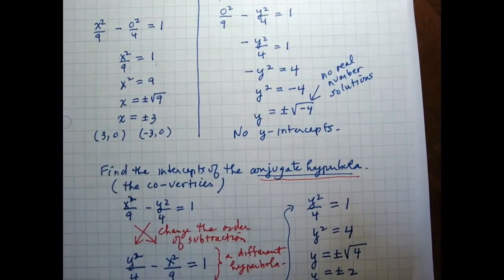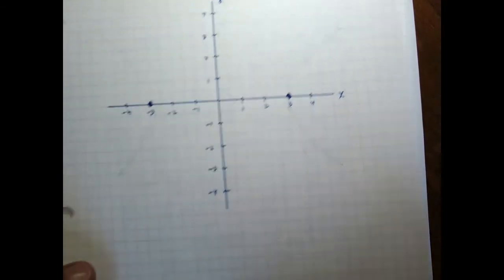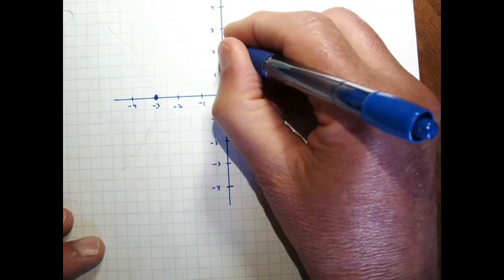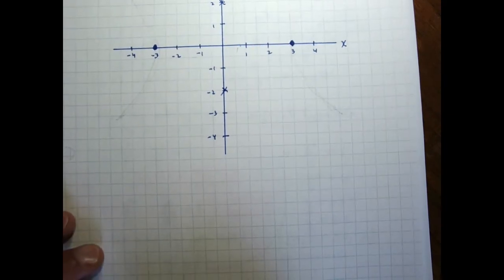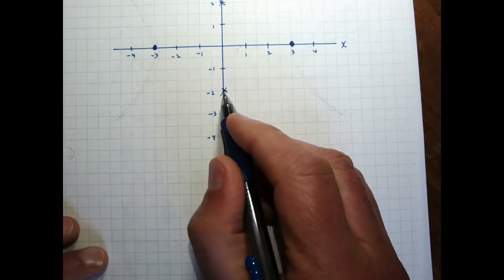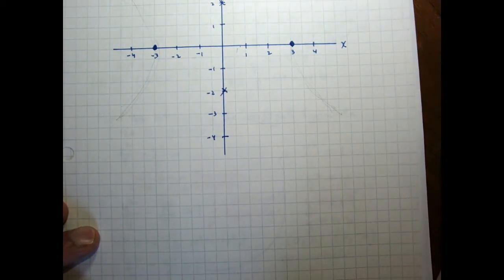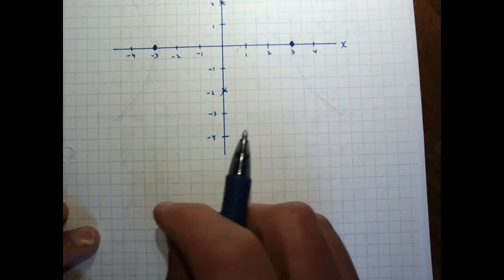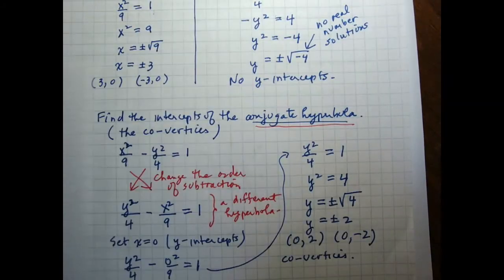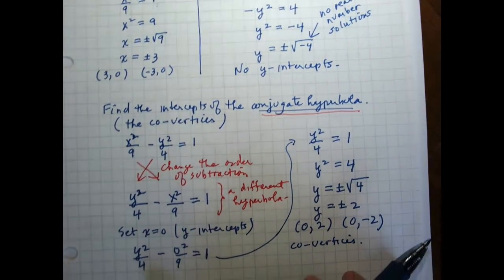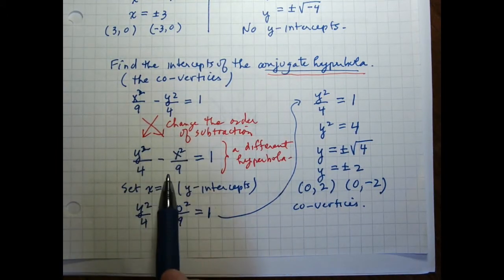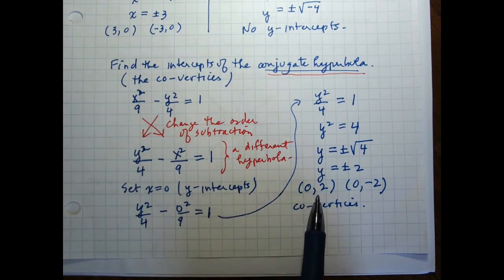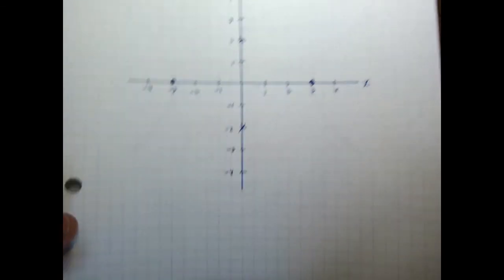They're not actually points on our original graph, but (0, 2), I'm going to mark in a slightly different way, just put a little x there, and (0, -2). They're going to be the points that I need to draw what's called the central rectangle, and that's going to lead to the rest of the details of this graph. So to get those covertices, I changed the order of subtraction to get a different hyperbola, found its vertices. They're not points on the graph I want, they're points I'm going to use to help draw the graph.